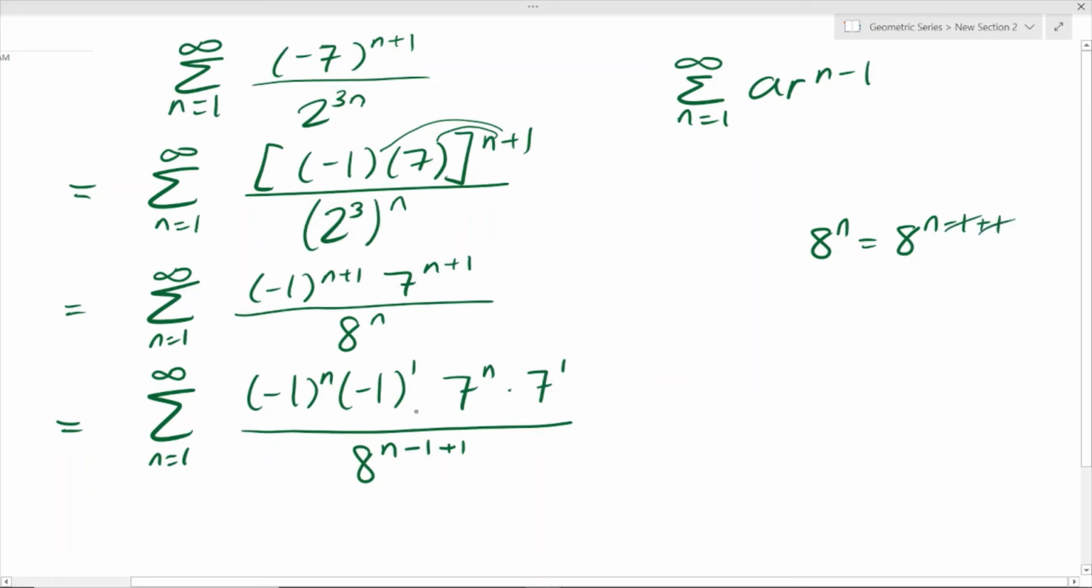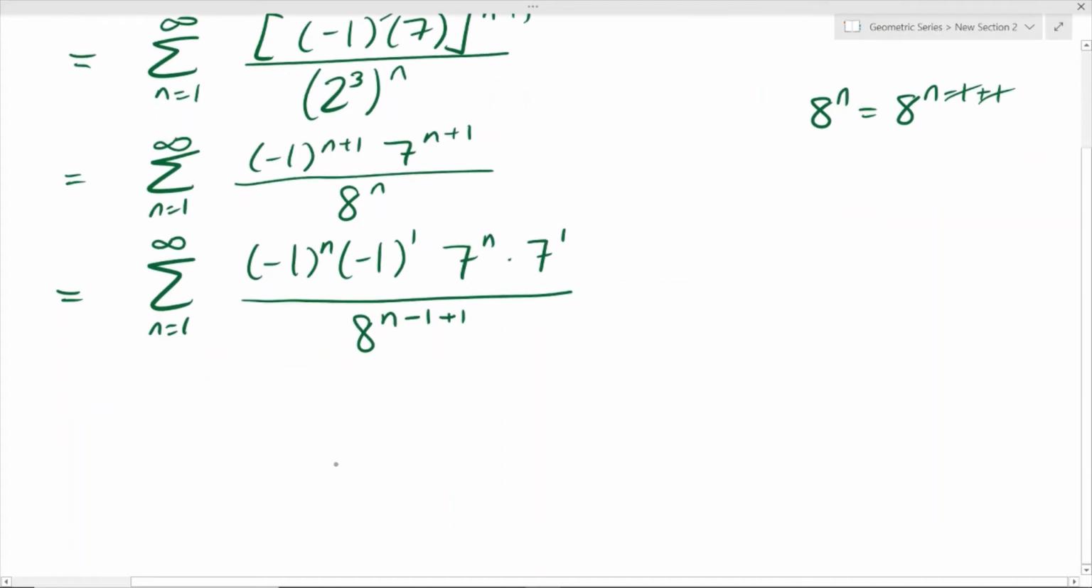So let's do that. That's how we incorporate that minus 1 portion into here, right? That's why we did that. So now what we're going to do is the same thing with the minus 1 plus 1 for this negative 1 and for the 7 as well. So we're going to do that.